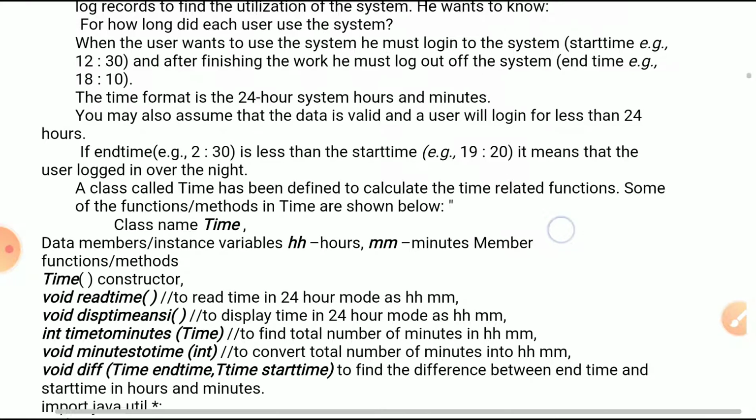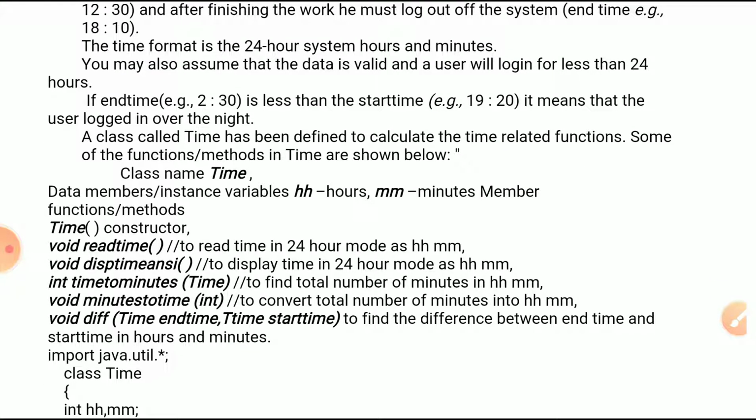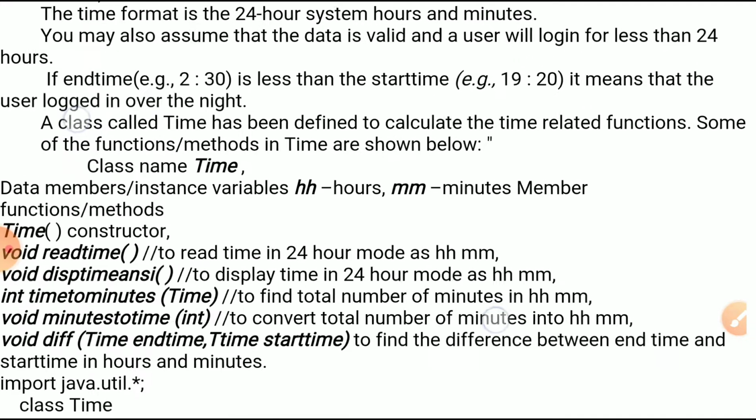If the end time, say 2:30, is less than the start time, it means the user logged in over the night. We have to consider this condition also. So for performing the above task, a class has been defined with member data HH and MM, where HH represents hours and MM represents minutes. There is a constructor Time which initializes the member data.